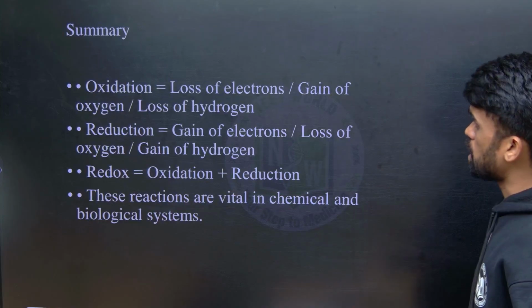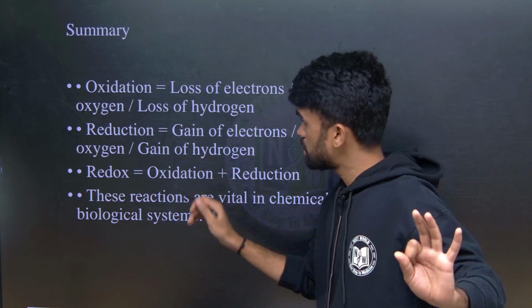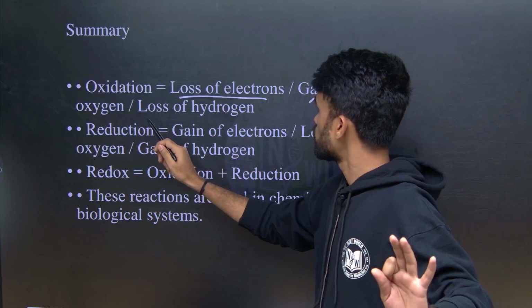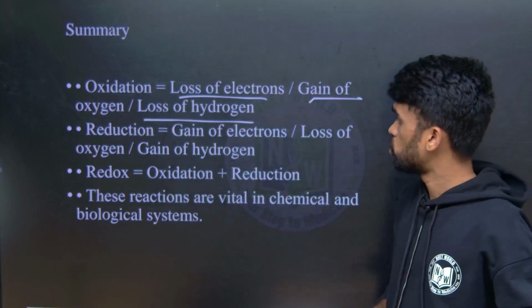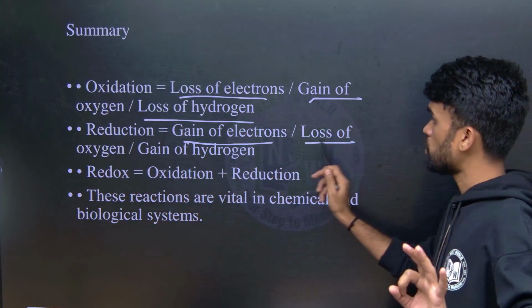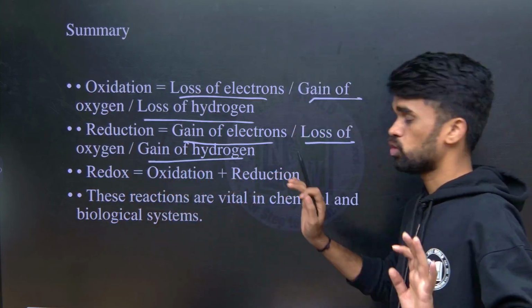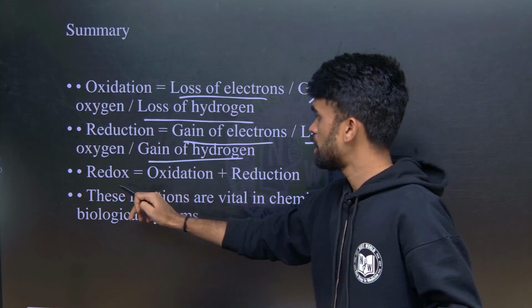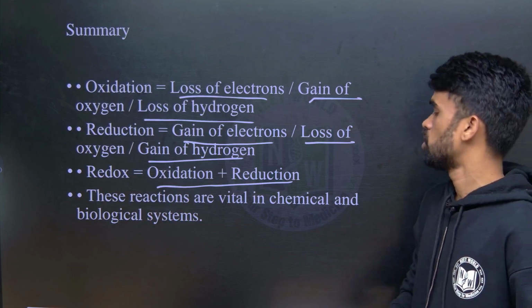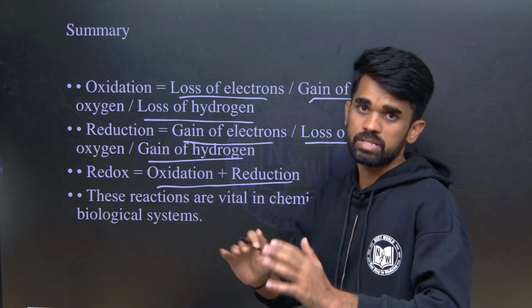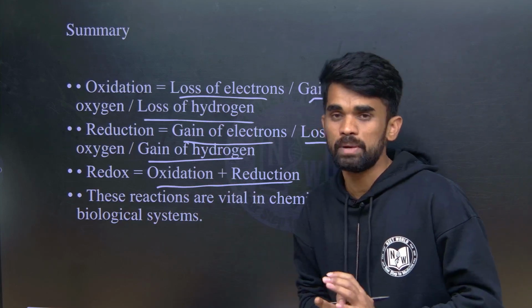Next, what is the summary here? We have these things to be summarized: oxidation is loss of electron, gain of oxygen, and loss of hydrogen. These are the oxidation processes. Reduction is gain of electron, loss of oxygen or gain of hydrogen. This is what happens in the reduction process. Okay, redox reactions means a combination of both. So these reactions are vital in chemical and biological systems, right? We have already seen our daily life applications also.